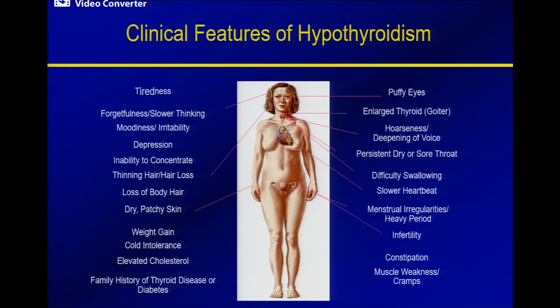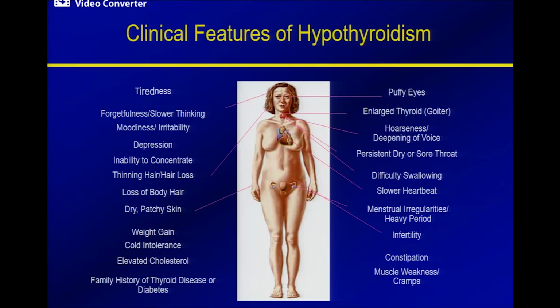The goiter can be large enough to cause difficulty in swallowing, but it's usually not that big. You can have a slower heartbeat. As I said, menstrual irregularities with heavy menses, sometimes infertility, constipation with the slowing of the bowel, and muscle weakness and muscle cramps are illustrated over here. You can also say that there are male equivalents in terms of sex function too, that it could make things difficult, but sometimes along with other things, obviously.